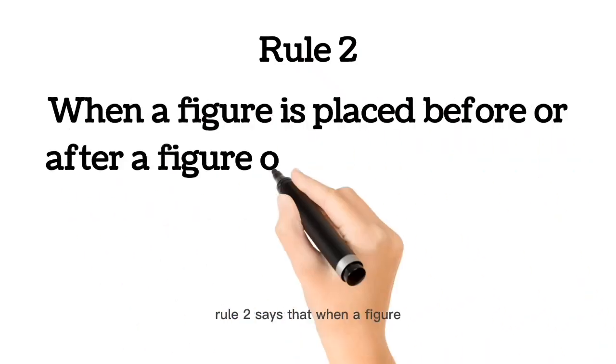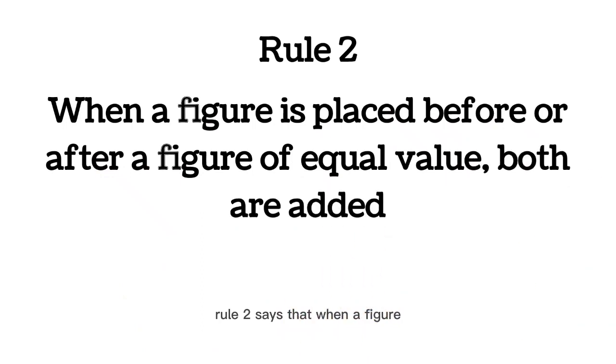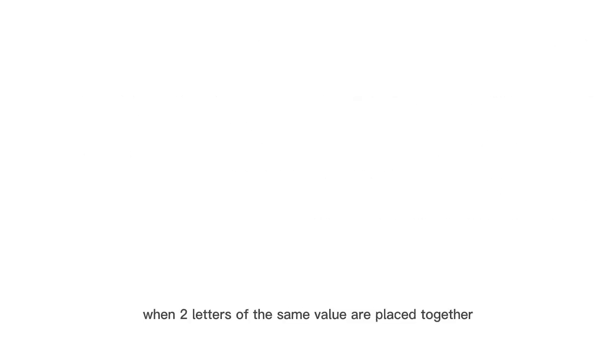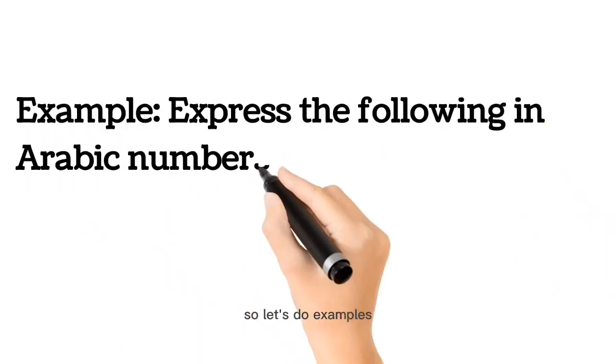Rule 2 says that when a figure is placed before or after a figure of equal value, both are added. This one is already clear. When two letters of the same value are placed together, both of them are added. So let's do examples.